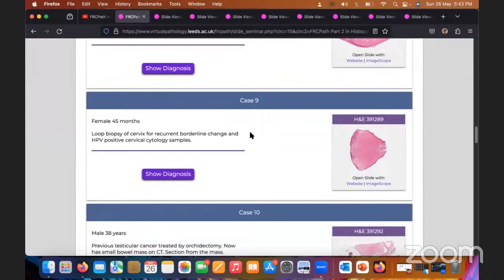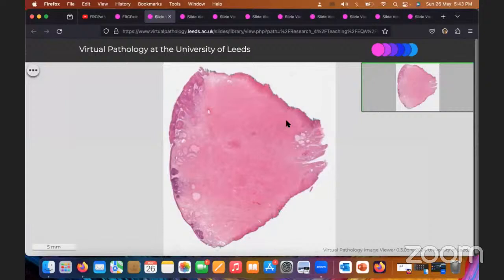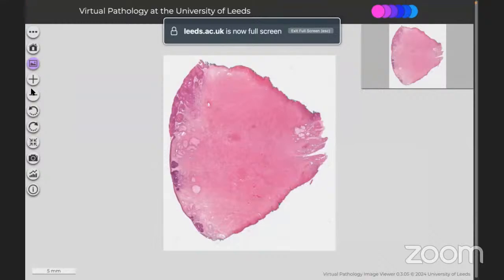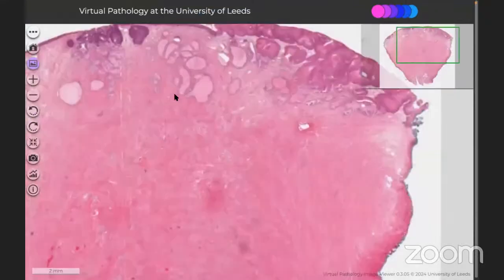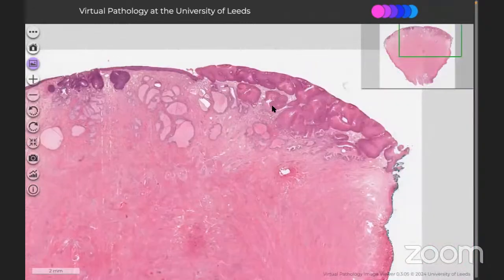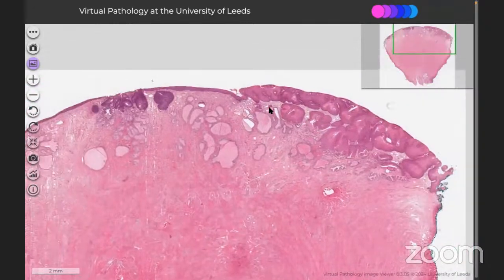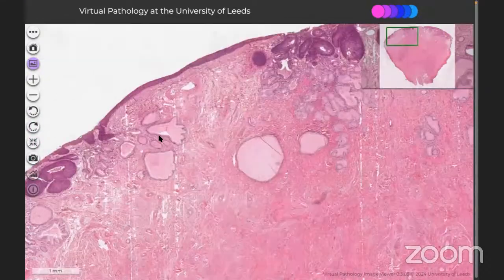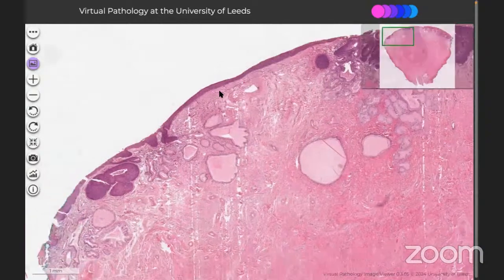Moving on to case number 9. This is a 45-year-old female patient, and a loop biopsy was done from the cervix. There was a history of HPV positive cervical cytology, and there was recurrent borderline change on the cytological evaluation. Now we have this cervical biopsy. We can see that this is actually two parts. One is a bit exophytic over here, and the other one is a more flat kind of lesion.